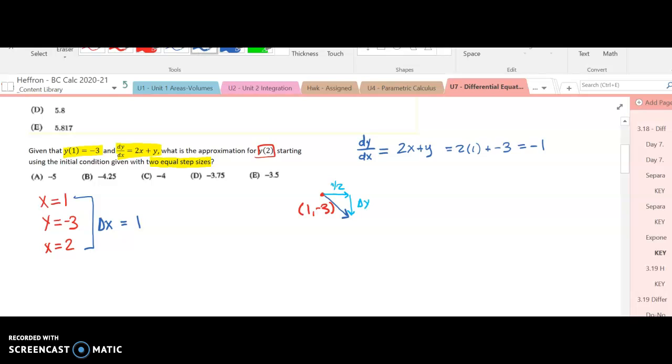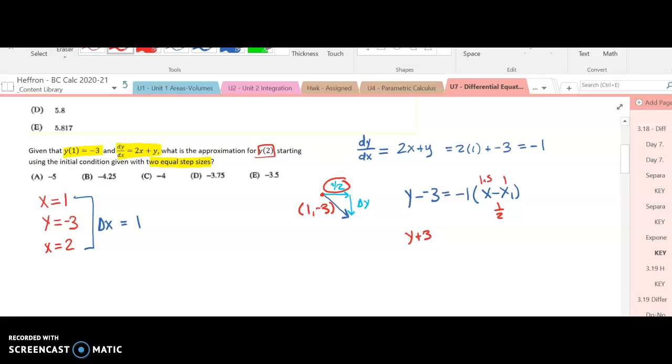Or y minus my y1, well I know my y1 is -3, equals my slope, I just found that at -1, times x minus x1. Well, that's always going to be my delta x here, isn't it? But just to prove it to you, 1 is where I start. If I go a delta x of 1/2 from 1, that's 1.5. 1.5 minus 1, there's my 1/2. So this is really 1/2.